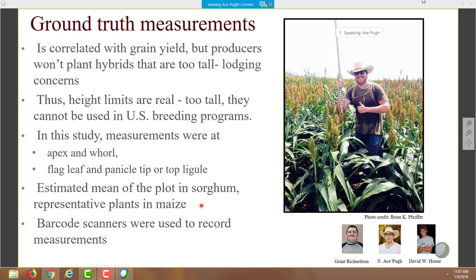By that I mean that we held up a stick at the front of the plot and took an estimated mean by looking down the stick down the plot. And for maize, representative plants were chosen within the plot. For the measurements, barcode scanners were used to record the height. And at the right, you can see a picture of how we do our manual height measurements using a height stick.